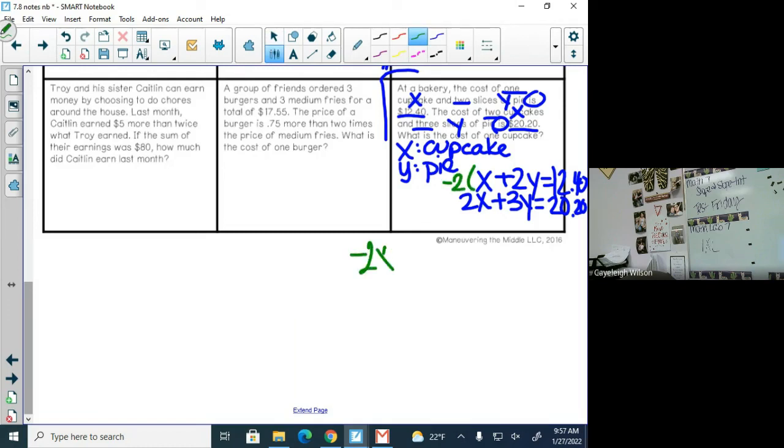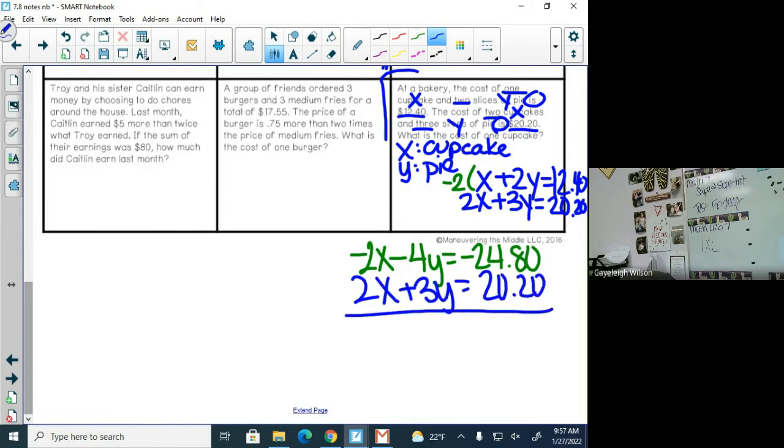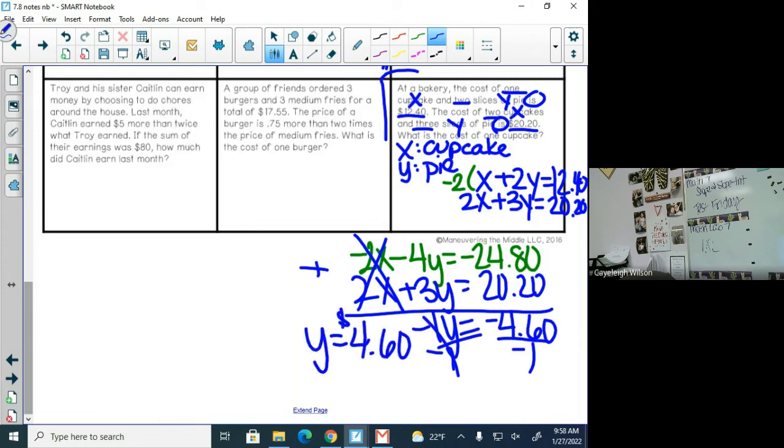So that's -2x, -4y equals -2480. I didn't multiply the second one by anything. Then add them together. So -2 plus 2 is 0. -4 plus 3 is -1y. -2480 plus 2020 is -460. Divide by -1, and pie costs $4.60.